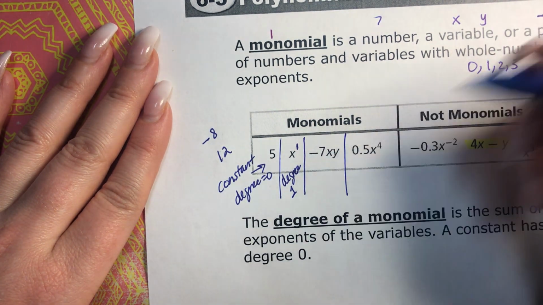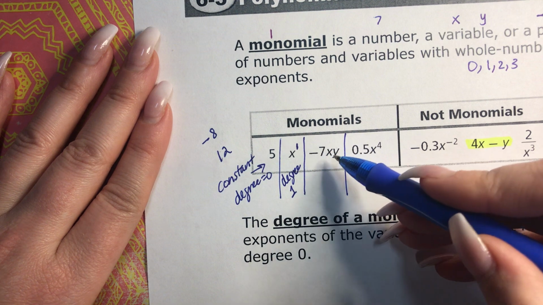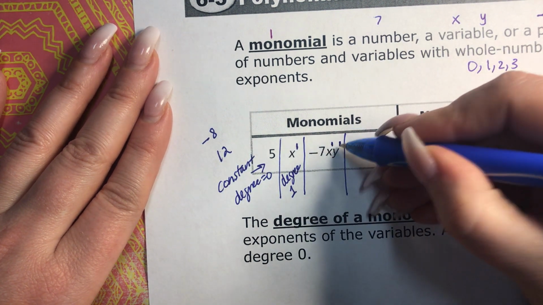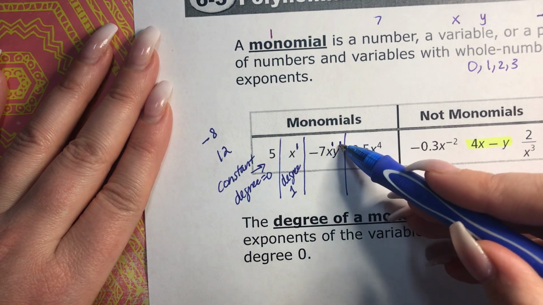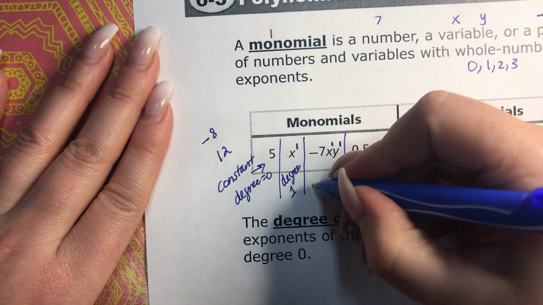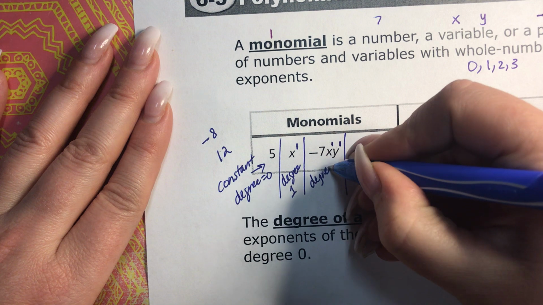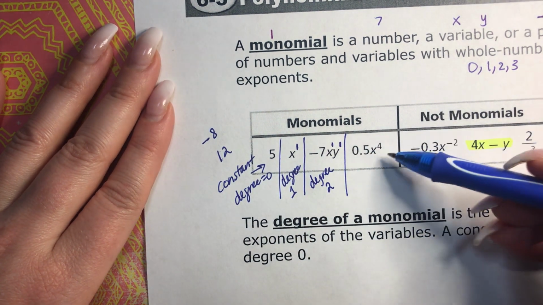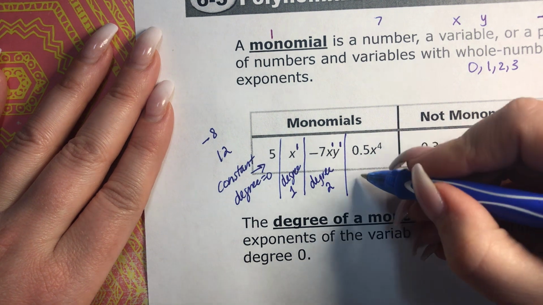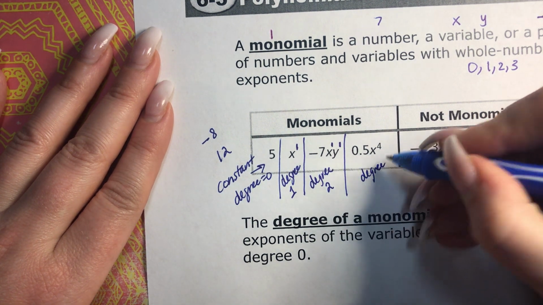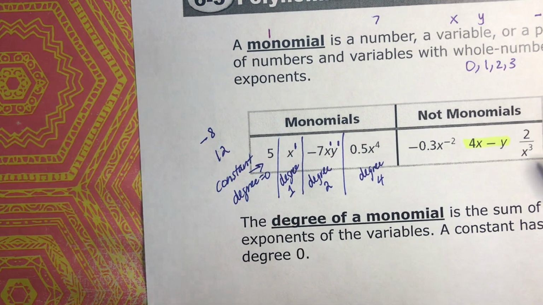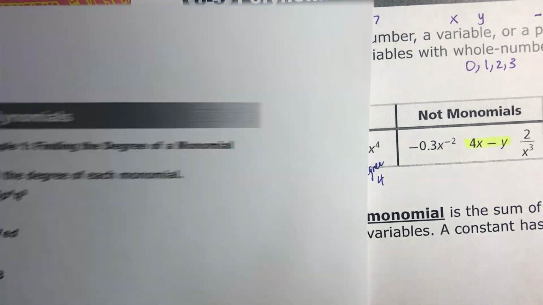Okay, let's look at this one. So here we have negative 7xy. There's a 1 in the x, and there's a 1 in the y. So for the degree, you just add the exponents. 1 plus 1 is 2, which means the degree for this one is 2. And then lastly here, there's a 4 in the exponent, so that means the degree is 4. All right, do you understand that? Perfect. Let's go ahead and look at a few examples.